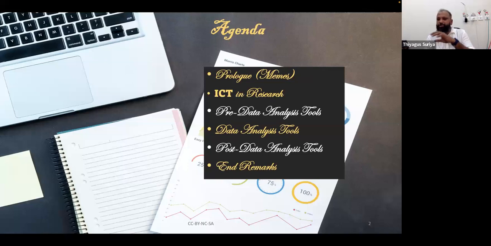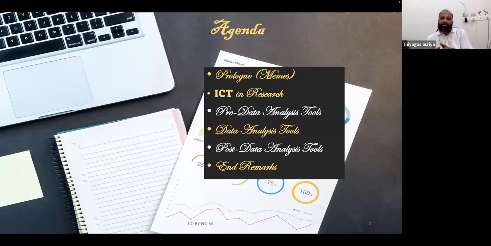When you're thinking about ICT integration in research, we can divide it basically into 3. One is before the data analysis, called pre-data analysis tools. And during the data analysis, which tools might help us. And the last one, after the data analysis, we can go for writing the research work, which is called post-data analysis. So we can divide research into 3 spectrums: pre-data analysis, during the data analysis, and the last is the post.